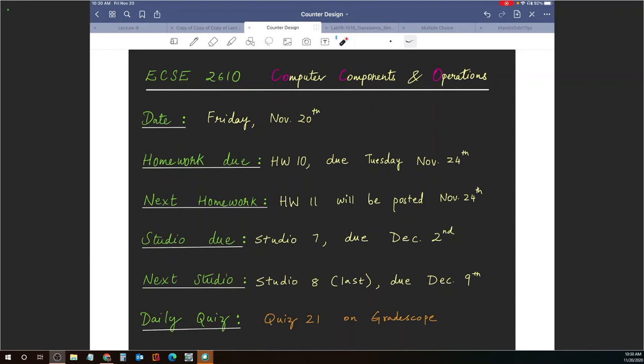Studio 7, many of you have worked on it this past Wednesday. Please continue to work on it. It's due December 2nd. Studio 8, the last studio, which is based on LogicWorks, is due December 9th. That's the last Wednesday for the semester. It is a LogicWorks-based studio, so just simulations, and it is about an elevator controller. I will post that studio document later today as well.